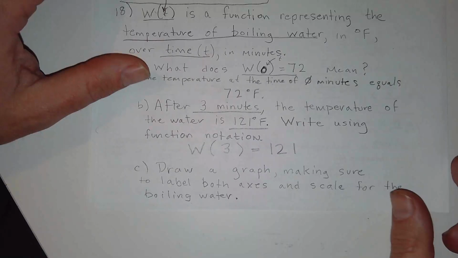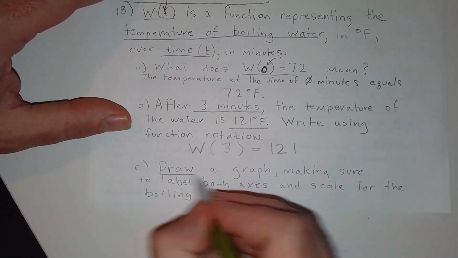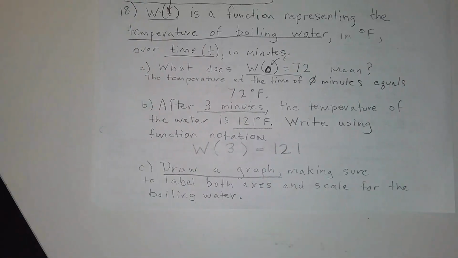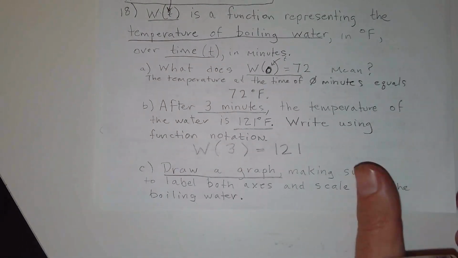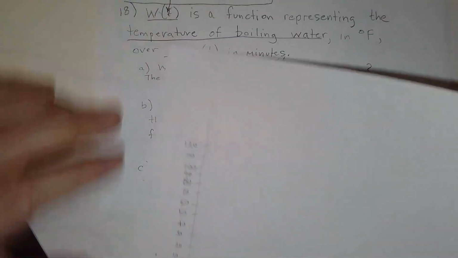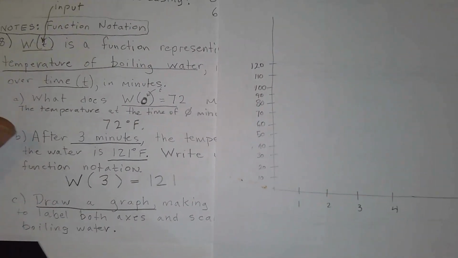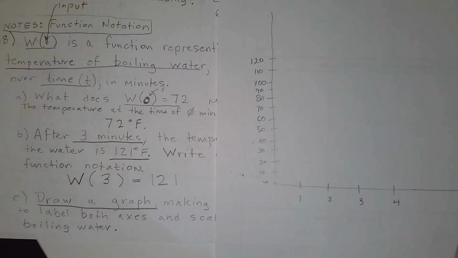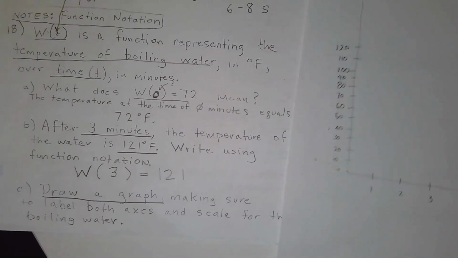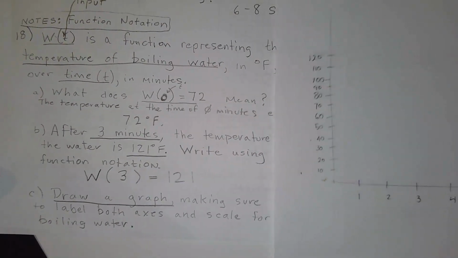Okay, last one on here is to draw a graph. Now, I give you graphs when you do this, graph paper or graphs on tests to draw on. I don't happen to have any on me right now, so I have drawn a graph here on a piece of paper, which you're always welcome to do. It's not perfect, but it works. So it says draw a graph, making sure to label both axes.